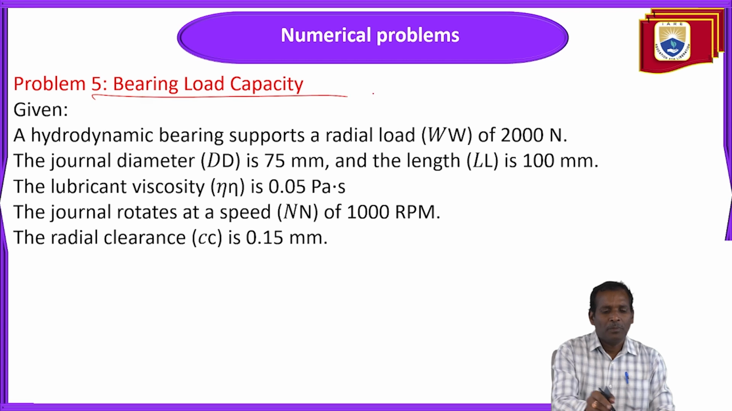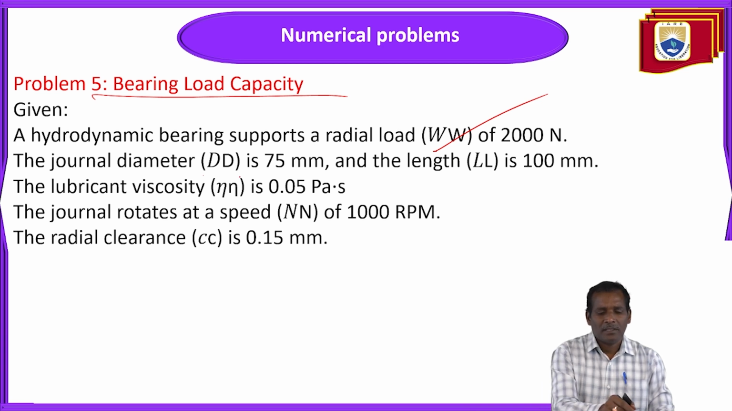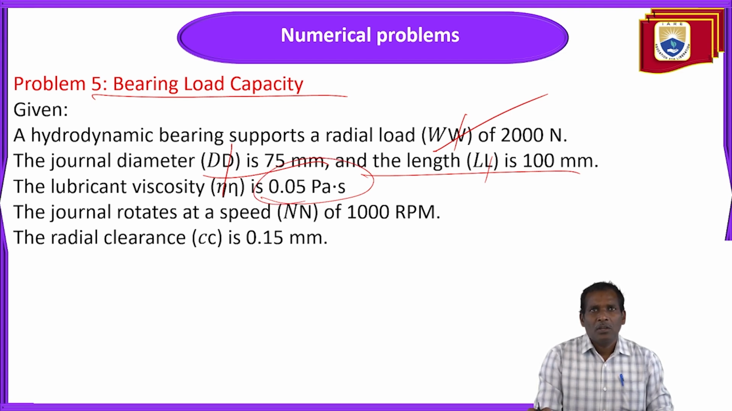Next problem is related to bearing load capacity. A hydrodynamic bearing supports a radial load of 2000 Newton. The journal diameter is 75 mm, the length is 100 mm, and the lubricant viscosity is 0.05 Pascal second. The journal rotates at a shaft speed of 1000 rpm and the radial clearance is 0.15 mm. We have already seen a journal bearing problem on a previous slide, but here the question asks for the bearing load capacity.